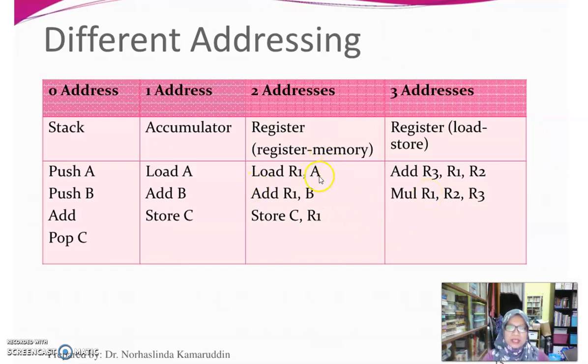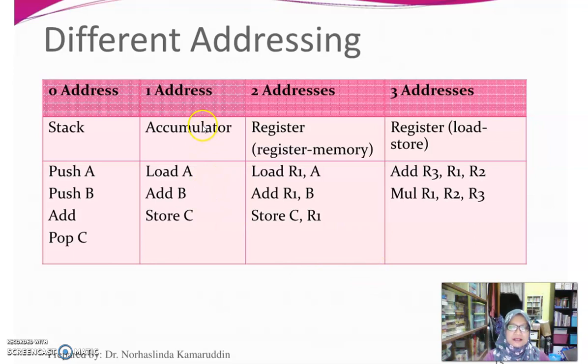First, we put A in R1. Then we add R1 to RB, and then we store in RB. And this one is C added to R1, and the result is stored to C.